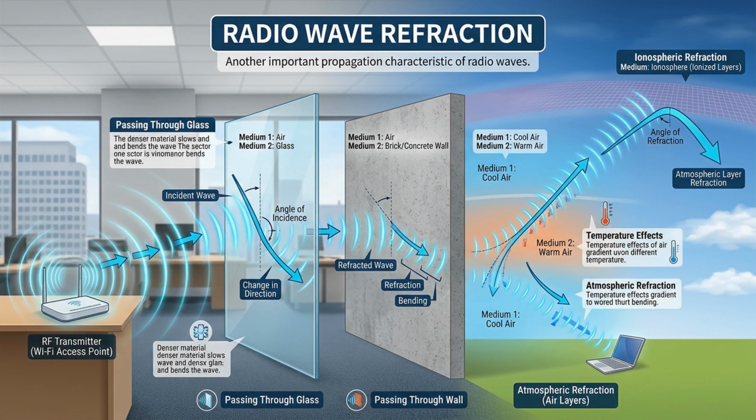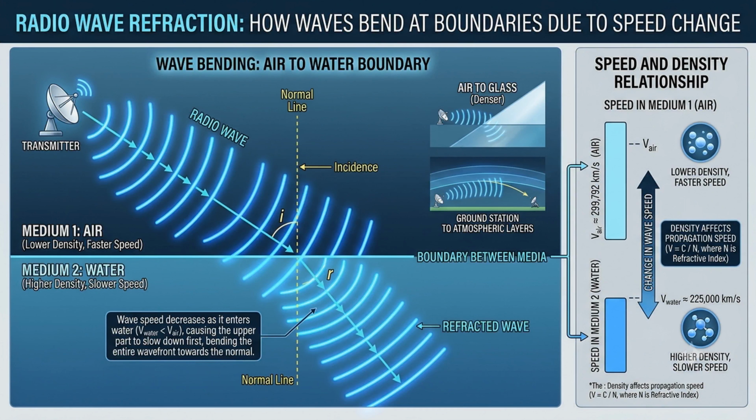Radio wave refraction. Another important propagation characteristic of radio waves is refraction. Refraction occurs when a radio wave passes from one medium into another with a different density, causing the wave to bend or change direction. This happens because the wave travels at different speeds in different materials.